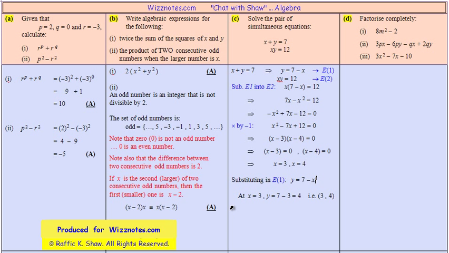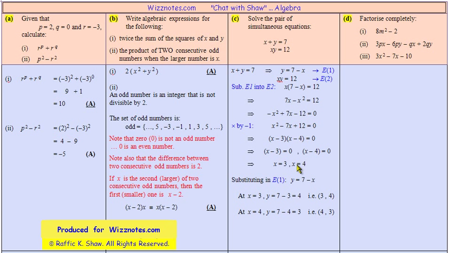Okay, so we're gonna say at the point where x is equal to 3, y is equal to 7 minus 3, because it's 7 minus x, so y is equal to 7 minus 3, which is equal to 4. So that point of intersection is 3, 4. X coordinate, y coordinate, 3, 4. So that's the first point of intersection.